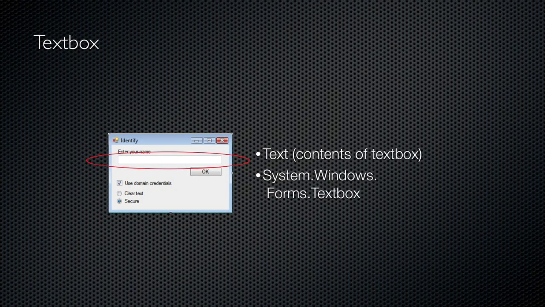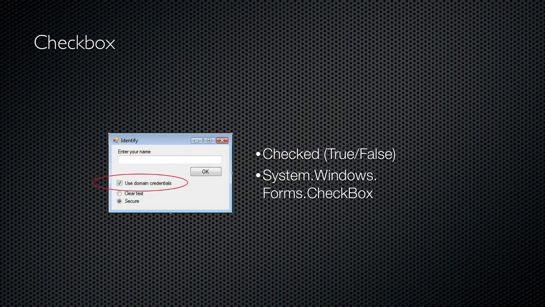The text box control is circled here. It has a text property which provides access to the contents of the text box. Its class name is system.windows.forms.textbox. Checkboxes are used to indicate options, and one is circled here. It has a text property which controls the text that appears next to the checkbox, and a checked property, which is true or false depending on whether or not the checkbox is selected. Its class name is system.windows.forms.checkbox.